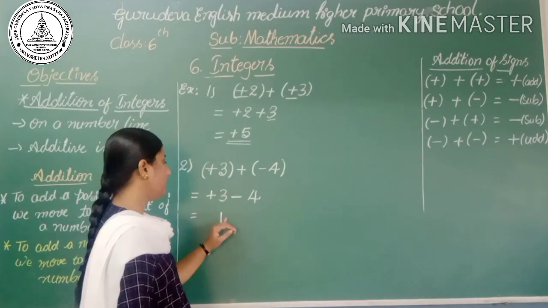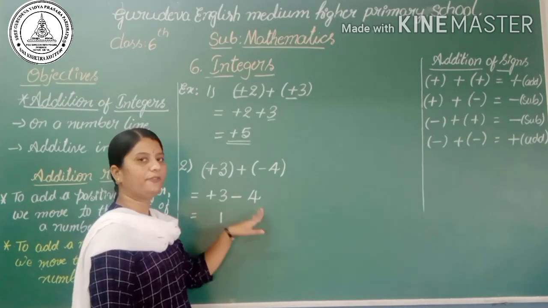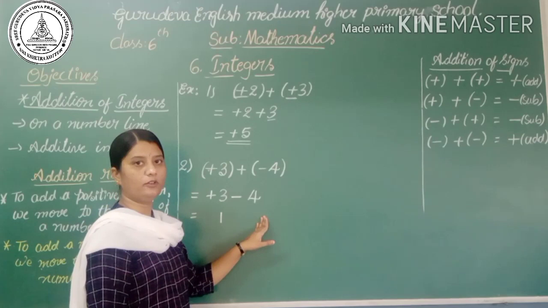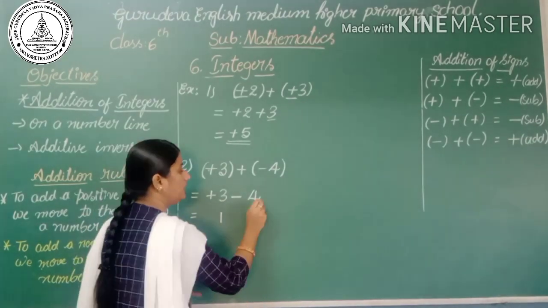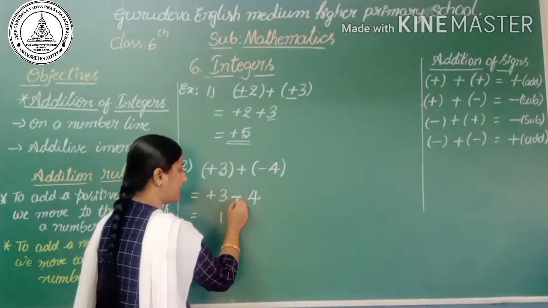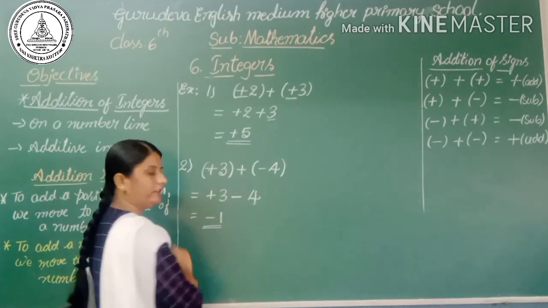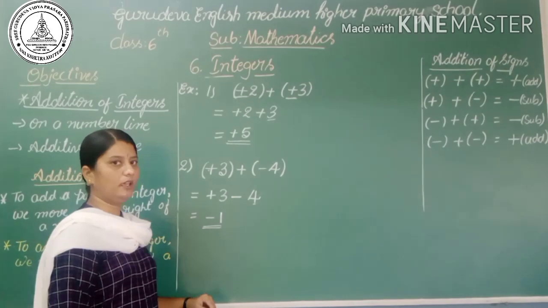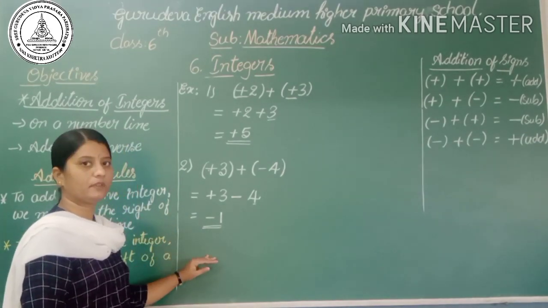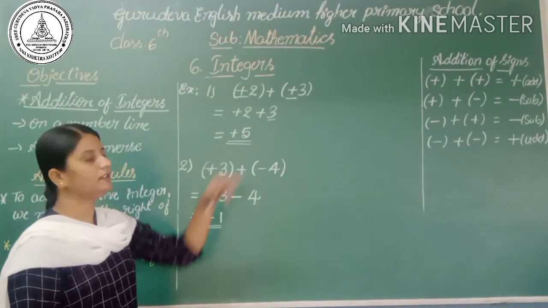See here, in these 3 and 4, which is the greater value? 4 has the greater value. That sign is minus, so we keep it in the prefix of the difference. Is it clear? Similarly, we can see the third case.